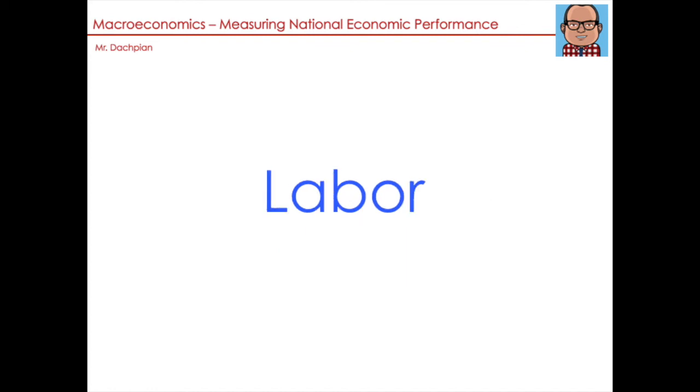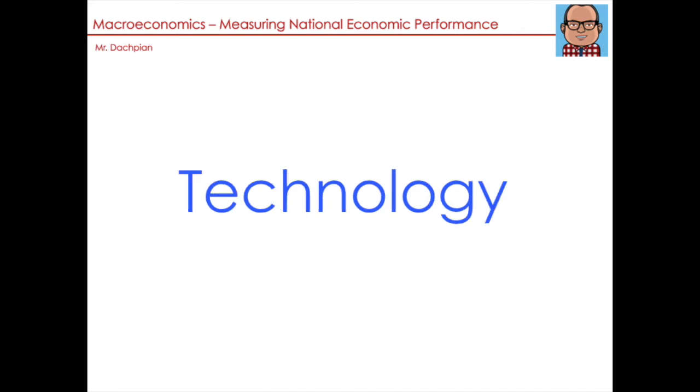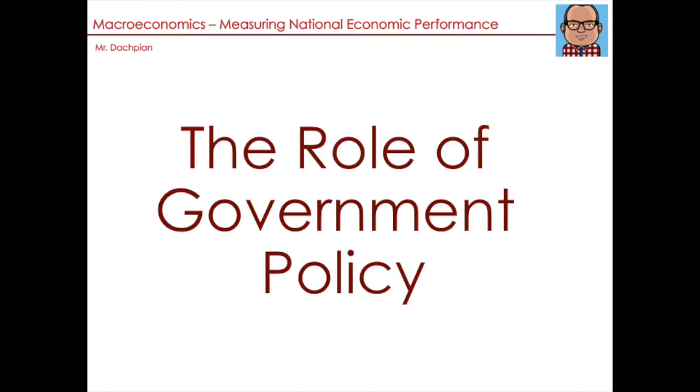Labor is the number of hours people are available for work in producing goods and services. Capital is the factories, improvements to cultivated land, machinery and other tools, equipment, and structures used to produce goods and services. Technology is anything that raises the amount of output that can be produced with a given amount of labor and capital. A production function is the relationship that describes output as a function of labor, capital, and technology.